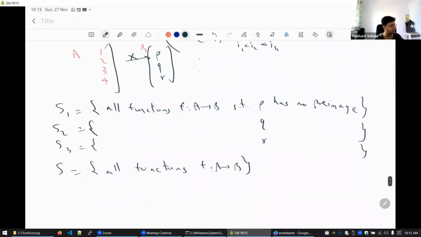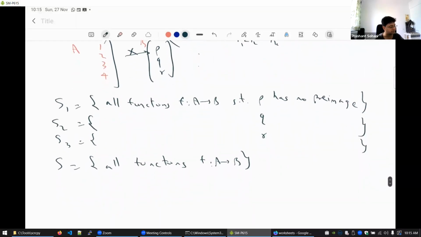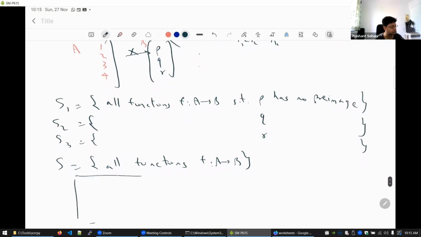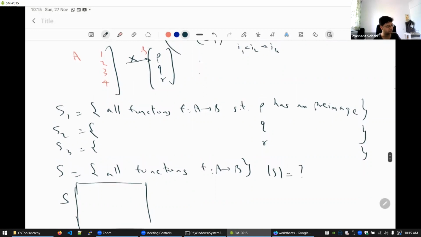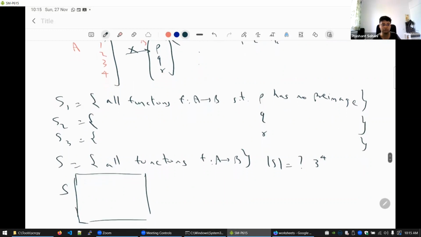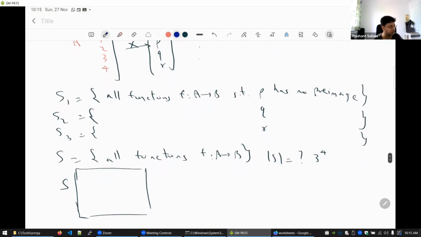So our Venn diagram looks something like this. S is our universal set which has all the functions, and we already know what modulus S is, right? How many functions does S have? It is 3 raised to 4, correct? Because every element of A will have 3 choices, so 3 into 3 into 3, 4 times. So this is the universal set, and inside that set, we are considering these 3 sets S1, S2, and S3.